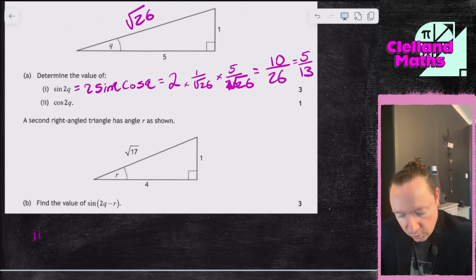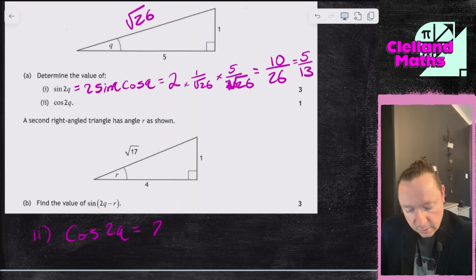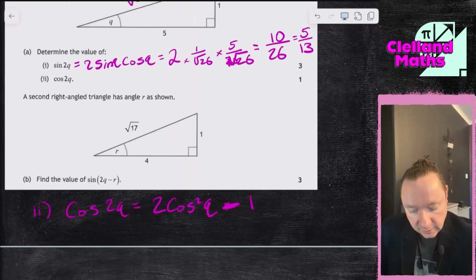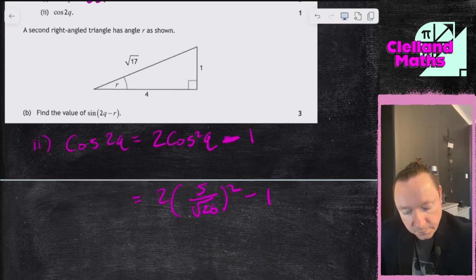Part 2, cos 2Q. Well, there are 3 formulas on that exam paper, but I'm just going to use 2 cos squared Q minus 1 because it's the easiest one for me to use at the moment, I think. So cos Q we already have worked out is 5 over root 26. So that's 2 times (5 over root 26) squared minus 1.